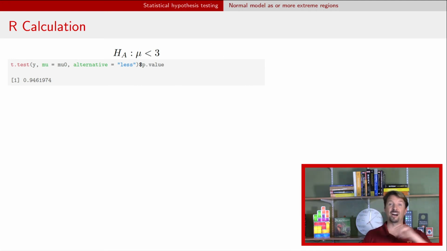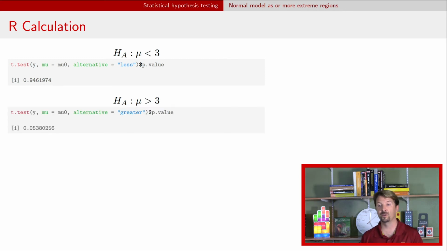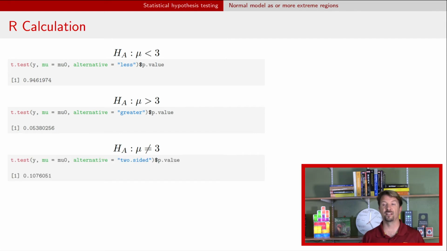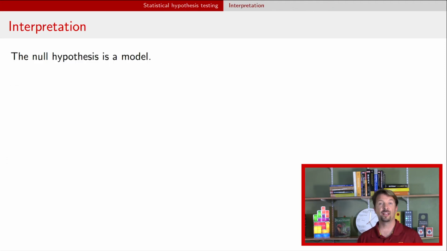If we calculate the opposite of this one, so the alternative is greater than 3, we calculate the p-value, and it'll be 1 minus the previous one, so 0.05 or so. Then we calculate the two-sided version, and we find that it's double what we had for the greater than, about 0.10. All right, so great. So we've now determined how to calculate the p-value depending on which of these alternatives we're interested in. And now we get into, well, what happens if we reject or fail to reject?